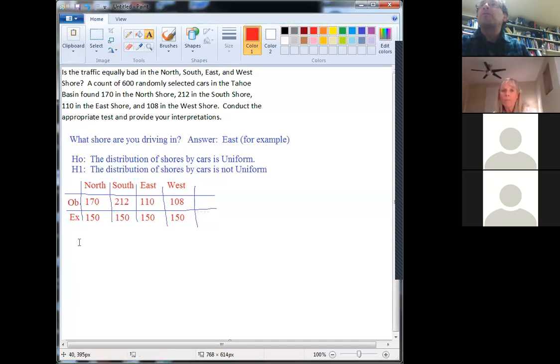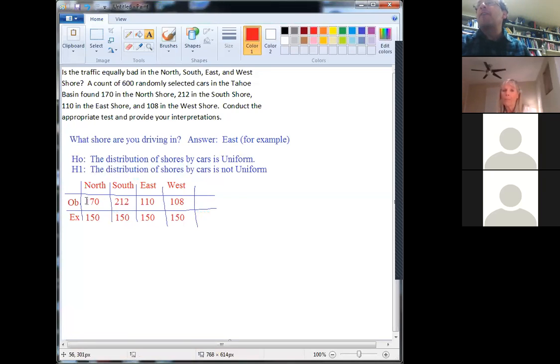Notice what we're doing: we want to see if what we've observed is close to what we expected or far from what we expected. Clearly, what we observed is not exactly what we expected, because we expected 150 north and we got 170. Too many, right? But that's not enough to say that the distribution is not uniform, because it's a sample, and a sample is not going to be exactly what you expected every time. If you did it on a different day, you'd get different numbers. Any questions on that?